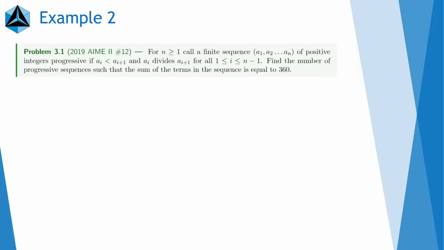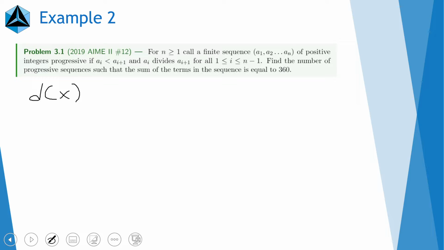When a similar problem was featured back in 2017, my team actually brute forced it during the Duke Math meet. However, there are much greater optimizations that can be made. So let's let d of x be the number of progressive sequences that have some x and do not start with 1, okay?